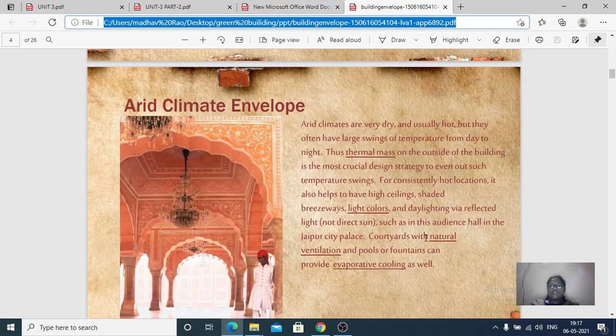Arid climates are very dry and usually hot, but they often have a large swing in temperature from day to night. Thus thermal mass on the outside of the building is a crucial design strategy to even out such temperature swings. For consistently hot locations, it also helps to have a high ceiling, shaded breezeways, light colors and daylighting via reflected light, not direct sun, such as in this audience hall in the Jaipur City Palace. Courtyards with natural ventilation and pools or fountains can provide evaporative cooling as well.